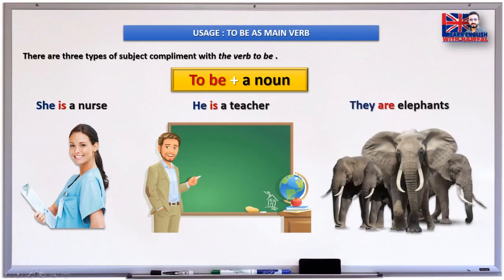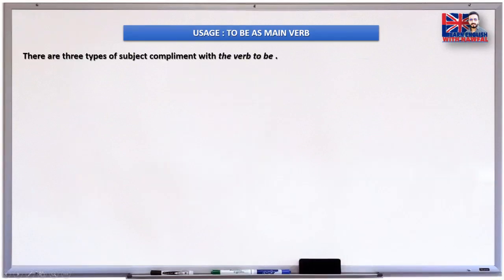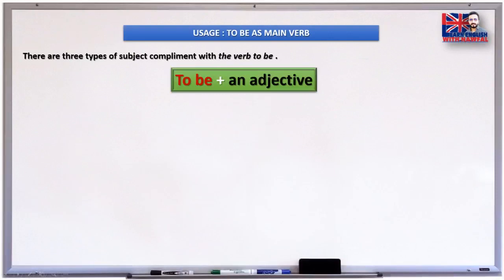There are elephants. They is the subject of this sentence, are is the linking verb to be, and elephants is the subject complement, which is a noun. Let's move to the second type. Here we have to be plus an adjective.